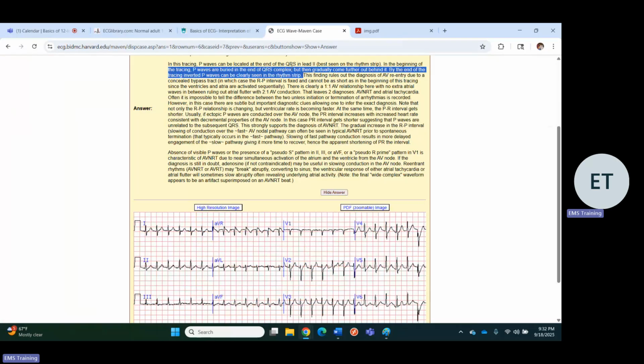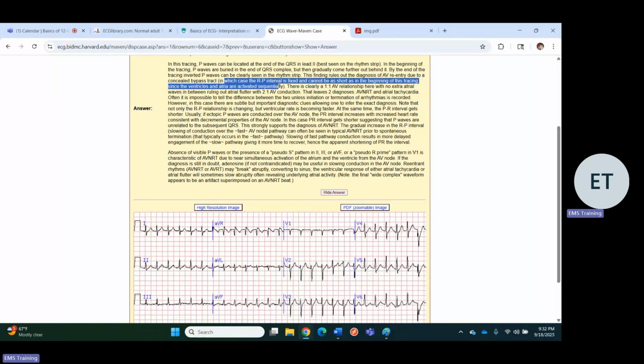Well, sorry, it does. So I don't really understand how. What is that actually saying? The R to P is fixed and cannot be as short as it is in the beginning of this tracing, since the ventricles and atria are activated sequentially. Oh yeah, there's no reentrant. Okay. Sorry, there is a reentrant.